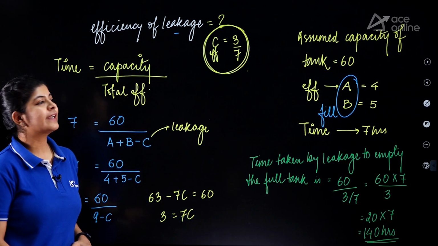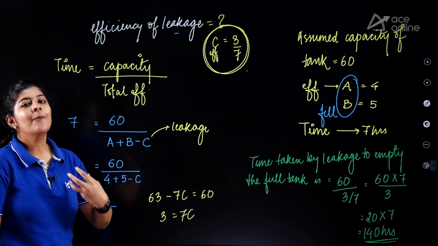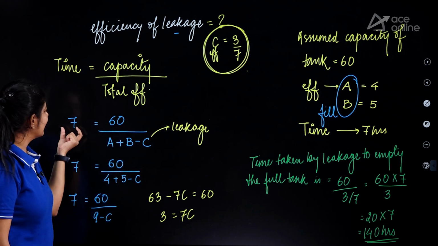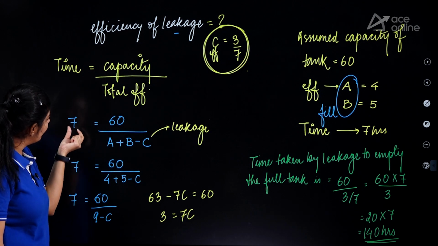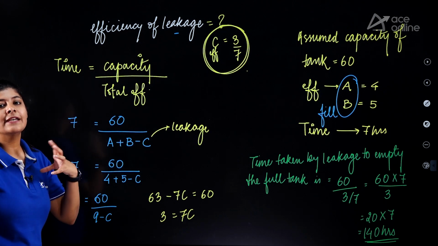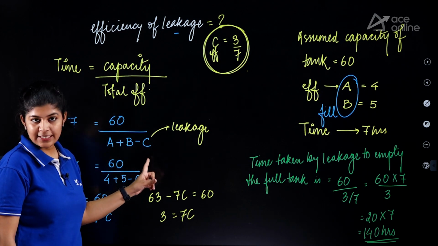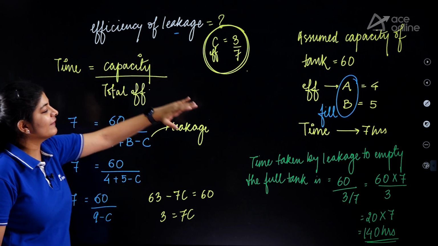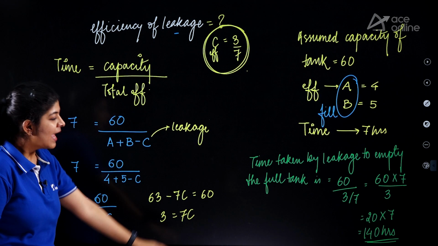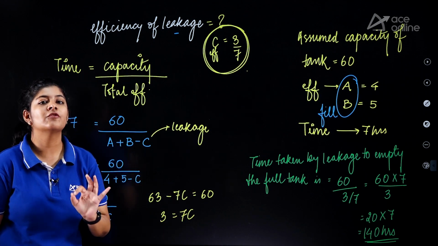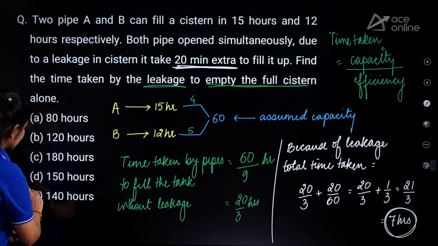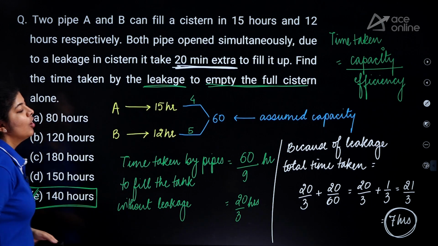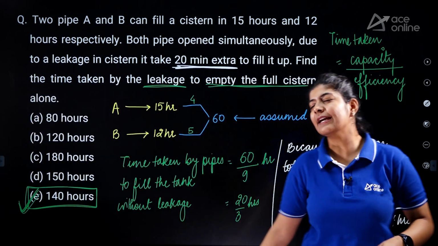So basically what we did, first we just simply found out how much time both the pipes and the leakage are taking. So we are getting 7 as our answer. So with the help of this value, we determine the efficiency of C, or we can say the leakage. And as we get the efficiency of leakage, after that we can easily find out the time period, and we will get our answer as 140 hours. Do we have that in our option? Yes. So option number E is the correct one, that is 140 hours. Option number E is the correct answer.